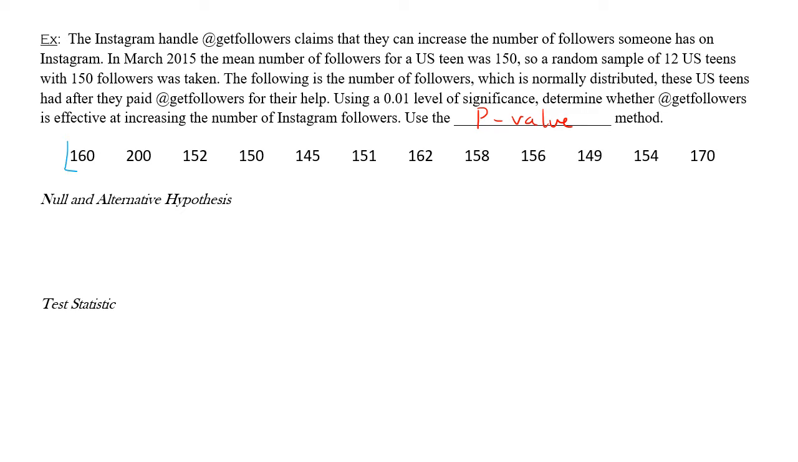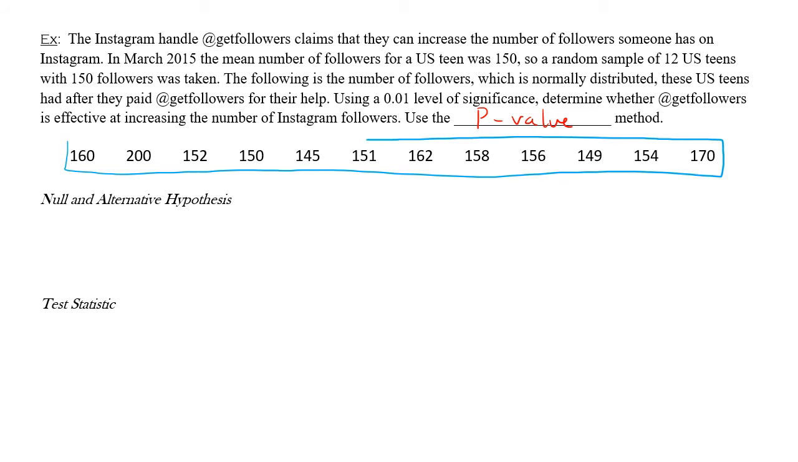So before we begin, that's what we'll do. We can enter all this data into a list. Say L1 would be the list that I'm going to enter it in. And then from there we can get our statistics. But here, before we compute that, let's state the null hypothesis and alternative hypothesis.